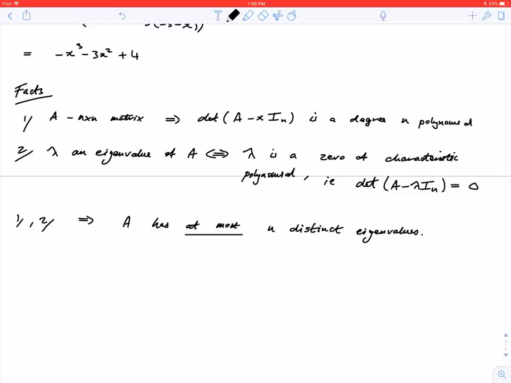Intuitively it's kind of believable, isn't it? You can't have 3 distinct zeros for a quadratic equation. The same logic works in general. It's quite a difficult piece of algebra to prove, but at least it's believable. So this is really awesome.